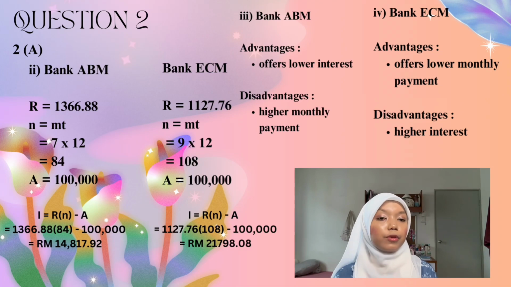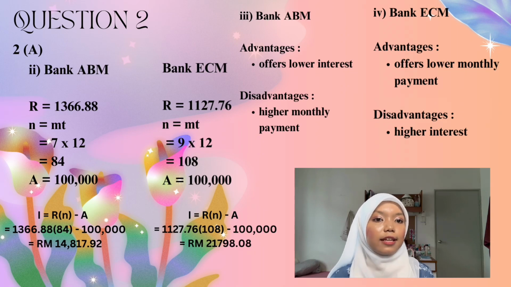For number 2, we will use the formula I equals R multiplied by N minus A. And for bank ABM, the final answer is 14,870 ringgit 92 cents. And for bank ECM, the final answer is 21,798 ringgit 8 cents. Number 3, bank ABM offers lower interest, meanwhile it has higher monthly payment. Number 4, bank ECM offers lower monthly payment, but it has higher interest.